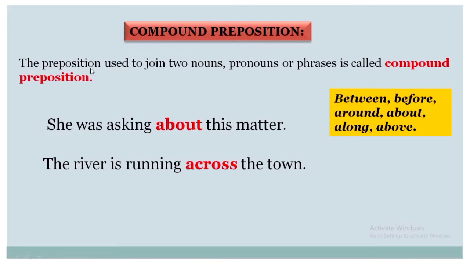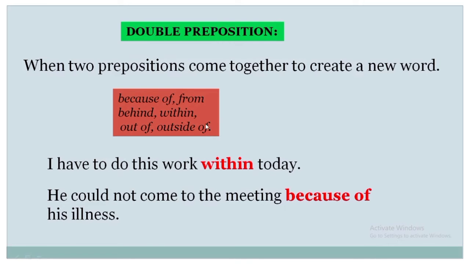Compound prepositions. The prepositions used to join two nouns, pronouns, or phrases are called compound prepositions: between, before, around, about, along, above. She was asking about this matter. The river is running across the town. In these sentences, about and across are examples of compound prepositions.